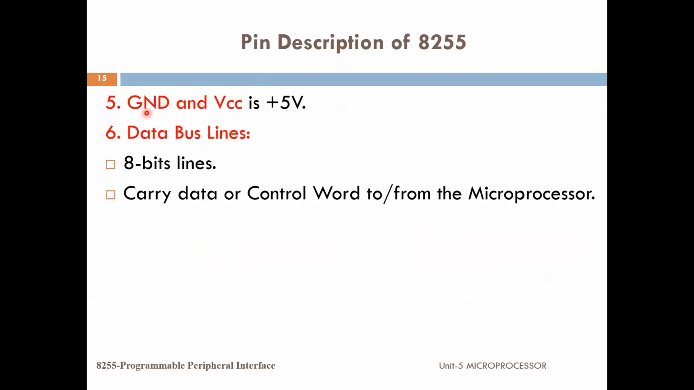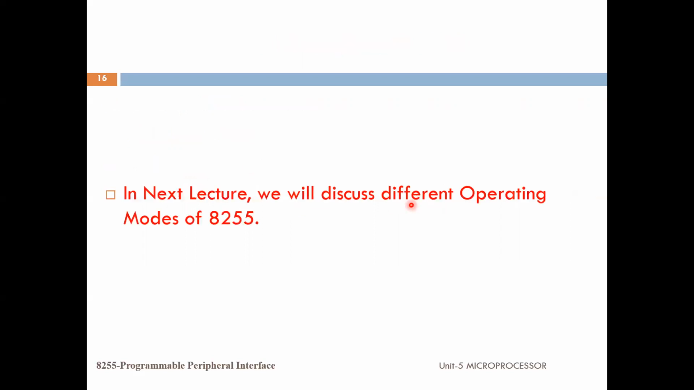Now the next are the ground and the VCC. The VCC is the power supply. For the 8255 we require plus 5 volts, and the ground is provided for safety purposes. We have the data bus lines D0 to D7, which are 8-bit lines, and these lines carry the data, or you can say the control word, to and from the microprocessor.